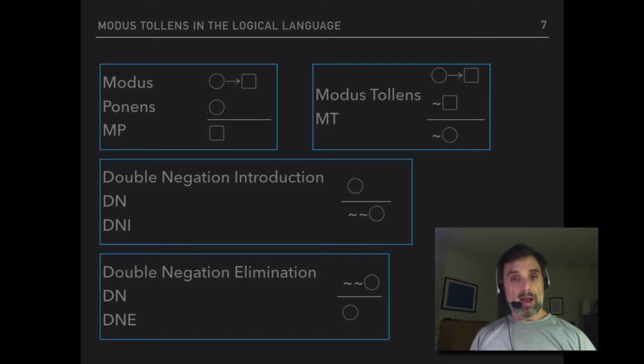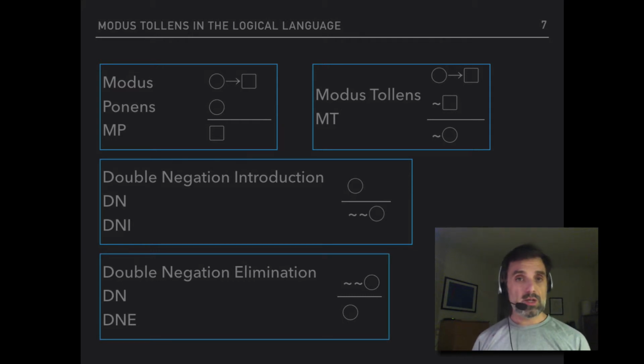So here are our four rules we now have. We have modus ponens, which says if you have a conditional and the antecedent, you can infer the consequent. We have modus tollens, which says if you have a conditional and the negation of the consequent, you can infer the antecedent. And we have our two double negation rules, double negation introduction and double negation elimination, which just let us put double negations on and take double negations off.